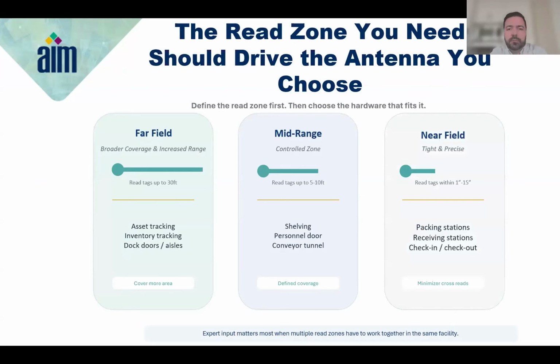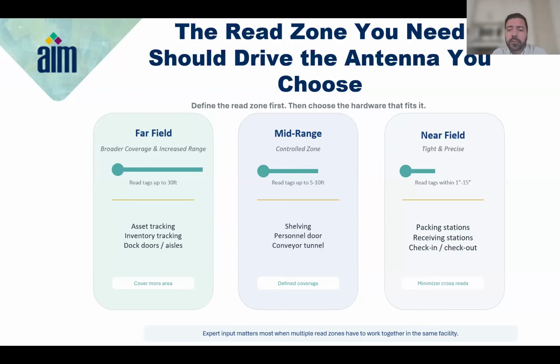So to get started, there's 3 different technologies that typically encompass RFID, and that's really based on the read zone. There's give and takes to each, but I wanted to quickly run through these, right? The vast majority of RFID deployments and hardware in the market is what we call far field. That's going to give you a broader coverage, increased range. We typically see in ideal conditions, tags can be read up to 30 feet, and this is ideal for asset tracking, inventory tracking, dock doors, movement within the aisles of your warehouse. So that covers the most area.